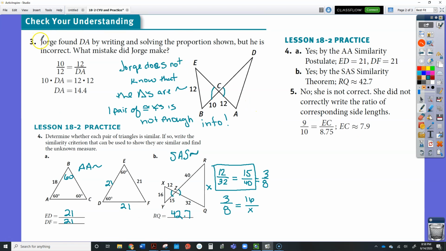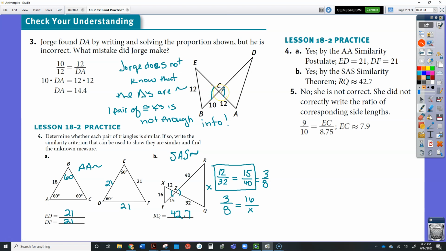On the check your understanding, Jorge messed up. His proportion would have been okay if he knew for sure that he had similar triangles, but he doesn't. He doesn't have enough information. All the information that he has is a pair of angles. This is not two sides proportional because we only have one ratio. We don't have a complete other ratio, so we can't check that they are similar by the sides.